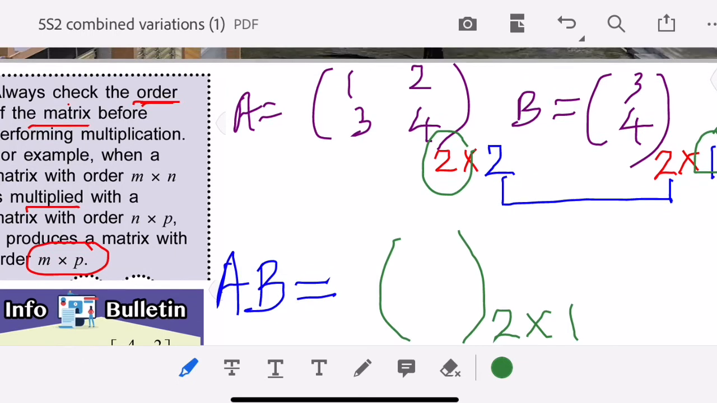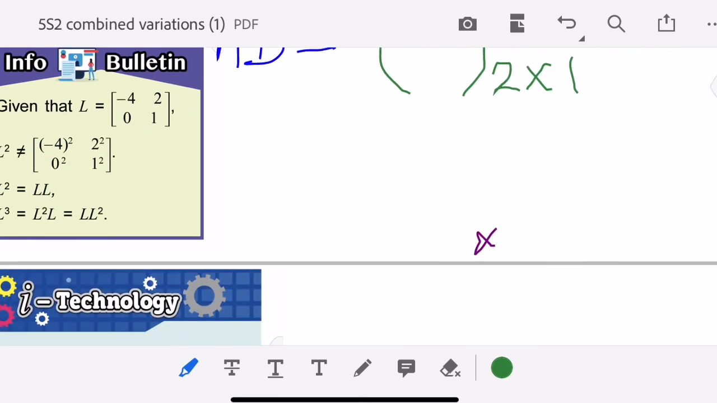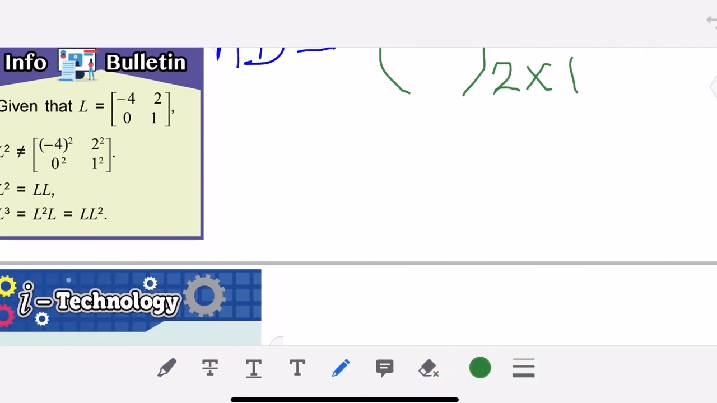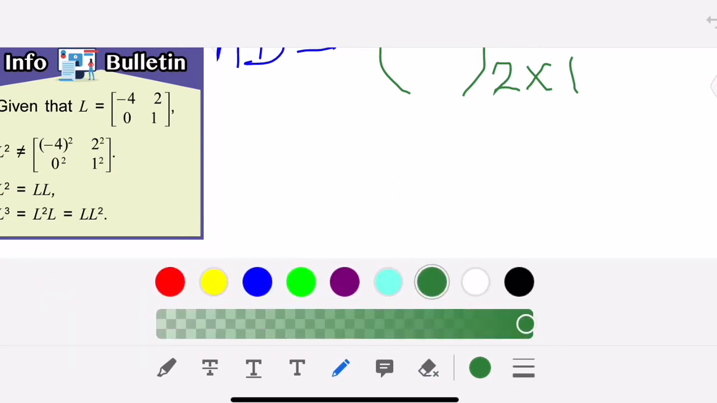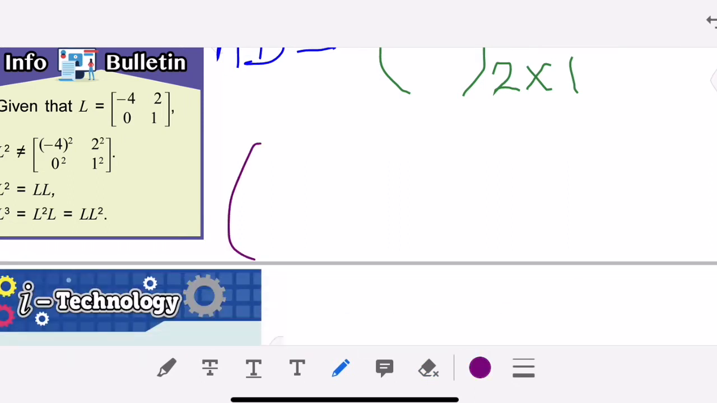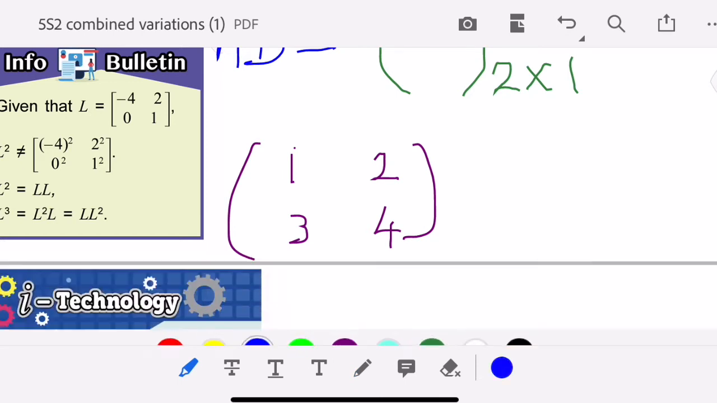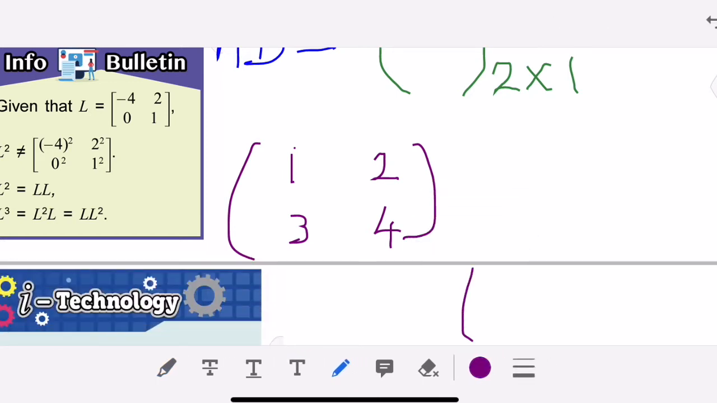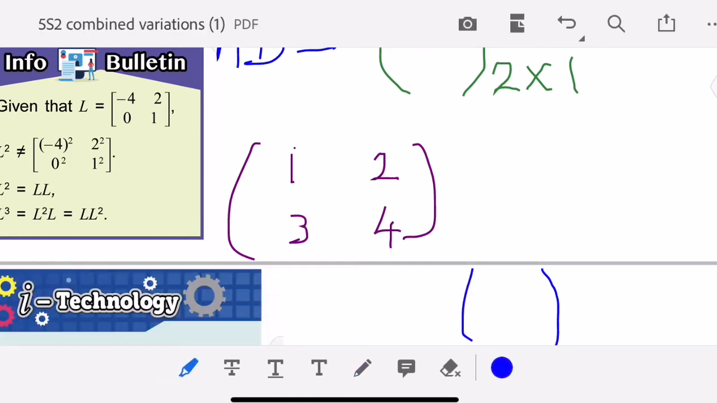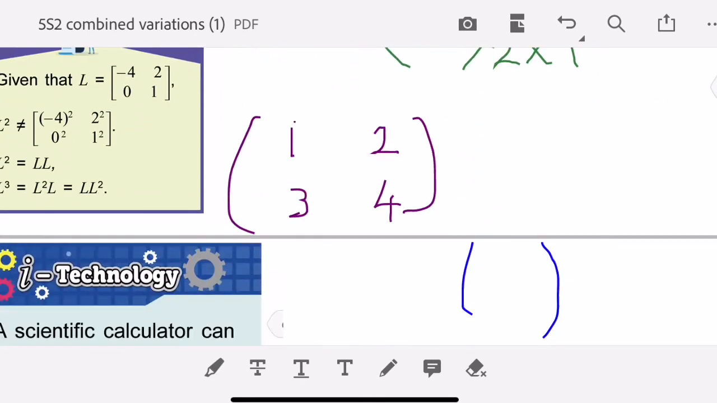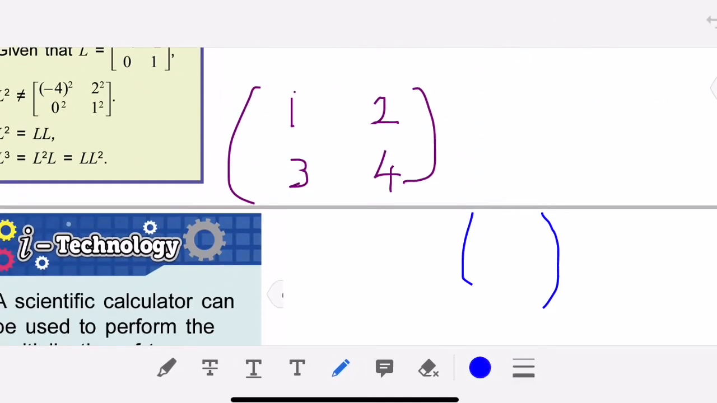Let's do it now. You write the matrix like this: 1, 2, 3, 4. You are going to multiply it with another matrix, so you write that matrix a bit lower, one line below, which is 3 and 4. So I'm going to write 3, 4. Now you see how I do it.